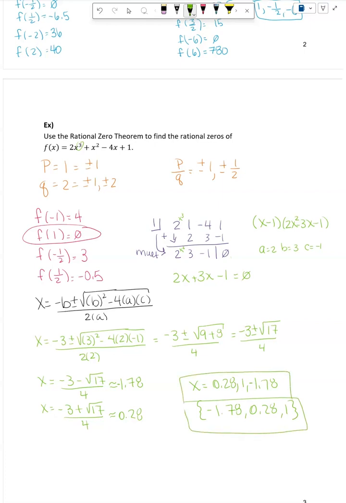This one's kind of written backwards, sorry. I missed that negative sign. Okay. Alright, that's it for that one.